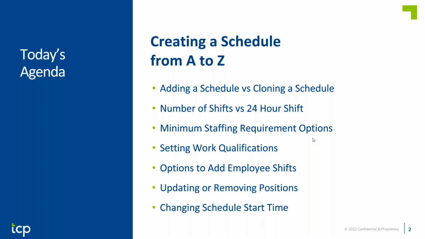So with the agenda today, we're going to be talking about creating a schedule, everything that has to do with it. So from adding a schedule versus cloning a schedule, the number of shifts that you can include, or you can have a 24-hour shift, the difference between the two of them. We have minimum staffing requirements as an option in the schedules. Setting the work qualifications is an important part: once you create schedules and positions, you have to make sure to give the members in the member database permission to work them. And then options to add employee shifts, removing or updating positions, and then of course changing a schedule start time.